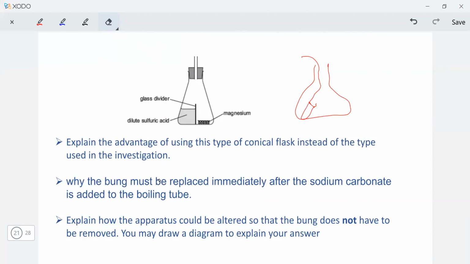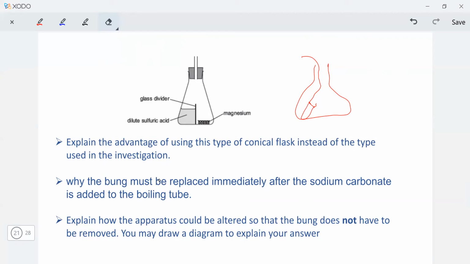So what is the advantage of using this type of conical flask, the one which contains a divider? I can say that I don't have to remove the sponge, which helps to ensure gas doesn't escape. I can also say that the reaction can be started by tilting or shaking the flask. Why must the sponge be replaced immediately after sodium carbonate is added to the boiling tube? Why should I add the sponge fast? To prevent any gas from escaping. The sponge is always there to prevent gas from escaping.